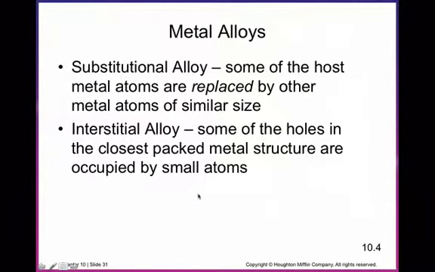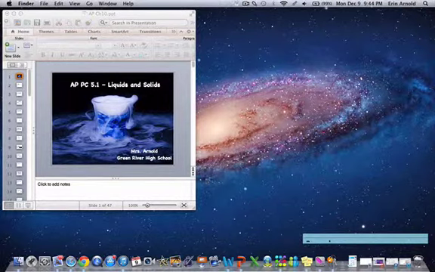Metal alloys also go along with those solids. There are two types: substitutional alloy and interstitial alloy. Alloys, remember, are just a mixture of metals. They're not reacting. They're just mixed together. The substitutional alloy is when metal atoms are replaced by something of similar size. The interstitial alloy is when you fill in holes with smaller metal atoms.